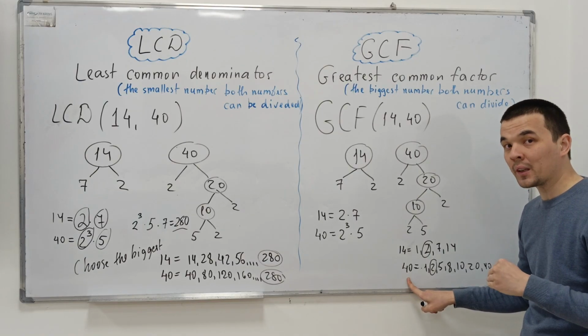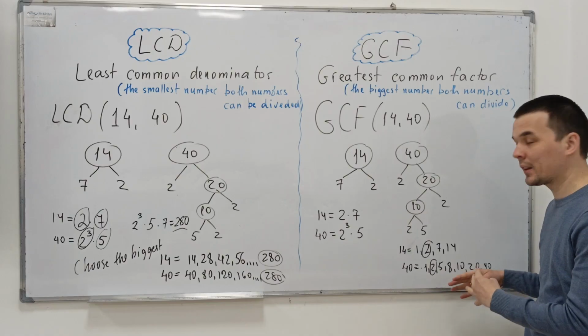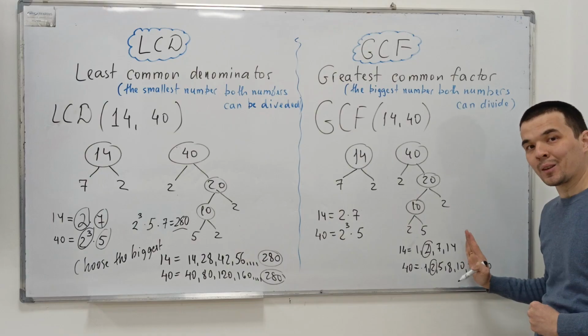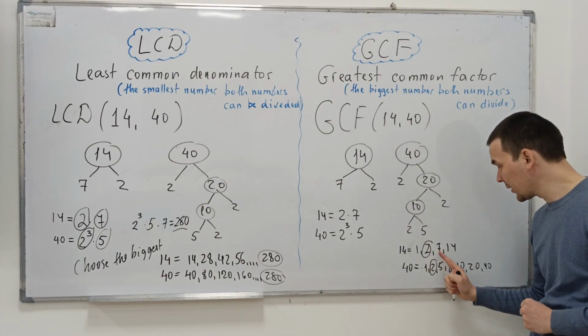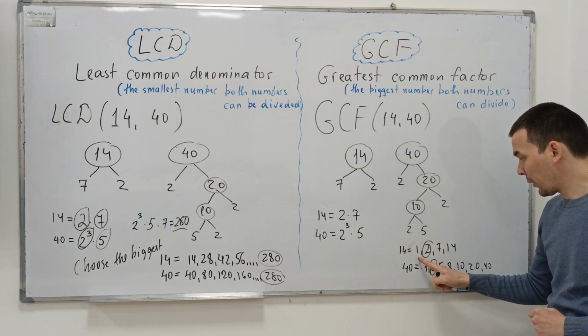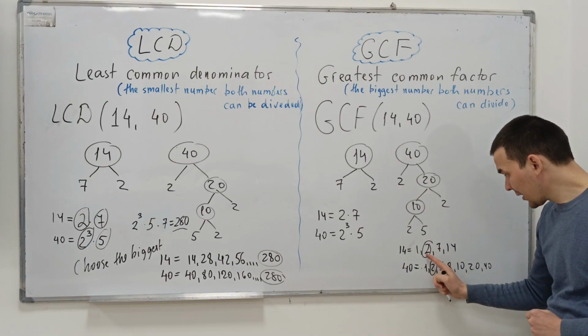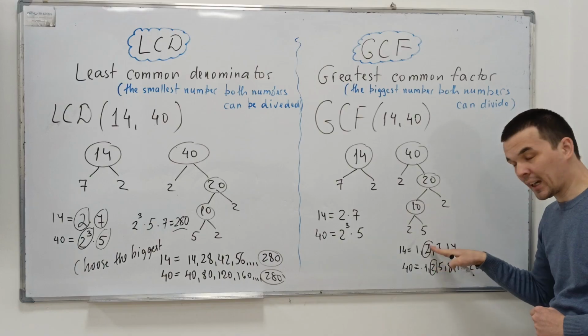Let's do that for 40 as well. 40 can divide 1, 2, 5, 8, 10, 20, and 40. So, in this category, the biggest number that both numbers can divide is 2. As you can see, we have 1, but it's not the biggest number. And the next number is 2, that 14 and 40 can divide.